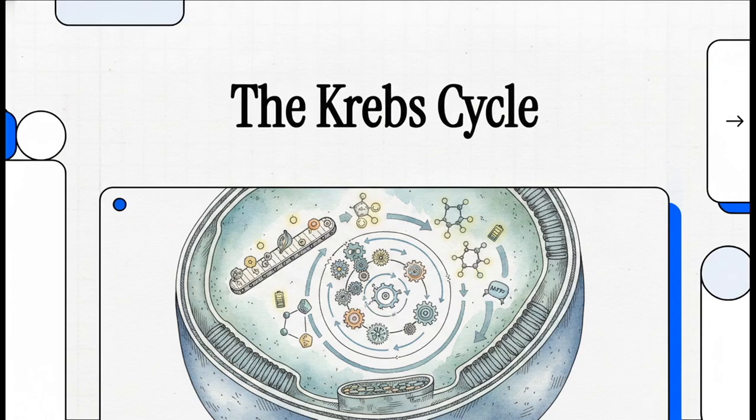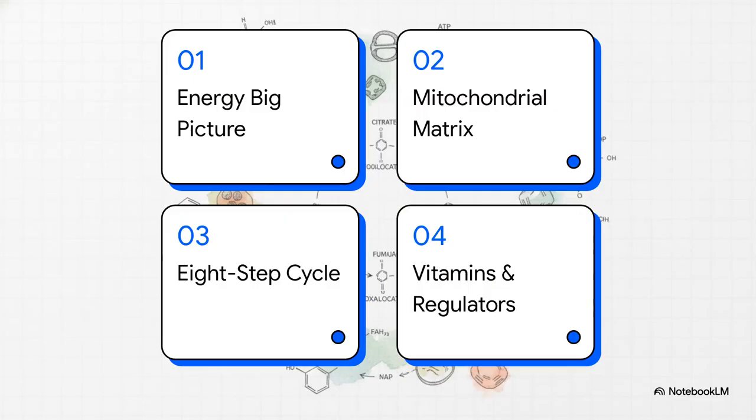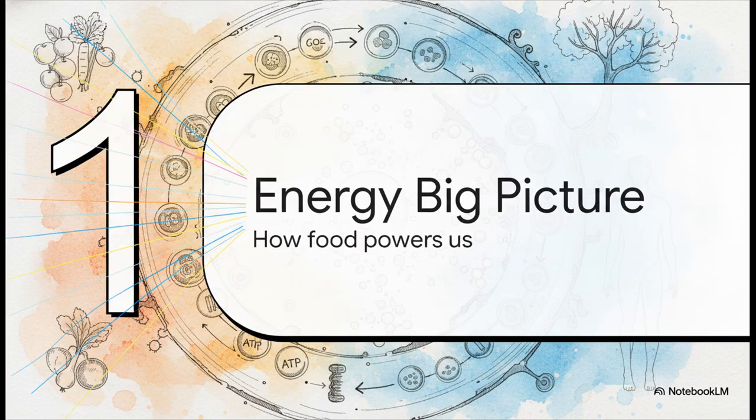It's the ultimate cellular factory, the one that takes the food on our plates and miraculously transforms it into the life-sustaining energy that powers every single thing we do. So here's our roadmap for this explainer. 1. The energy big picture. 2. Inside the mitochondrial matrix. 3. The 8-step cycle. And finally, 4. Vitamins, regulators, and saboteurs. Let's kick things off with Section 1, the energy big picture.